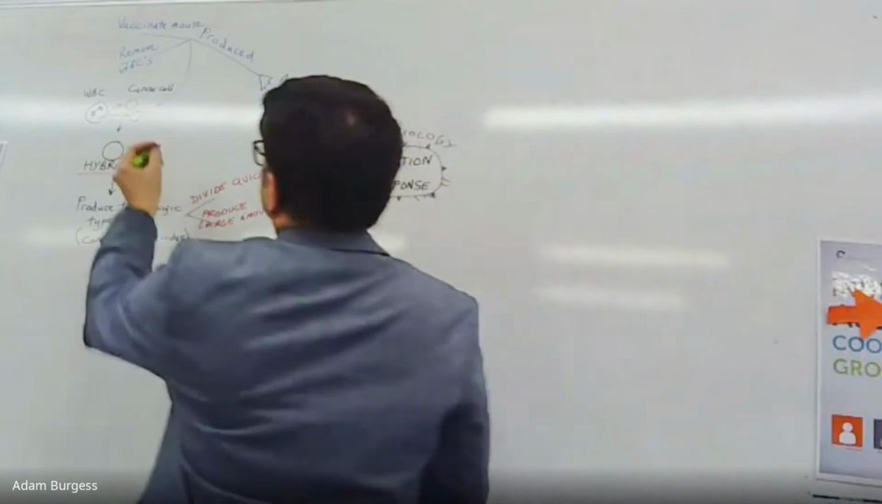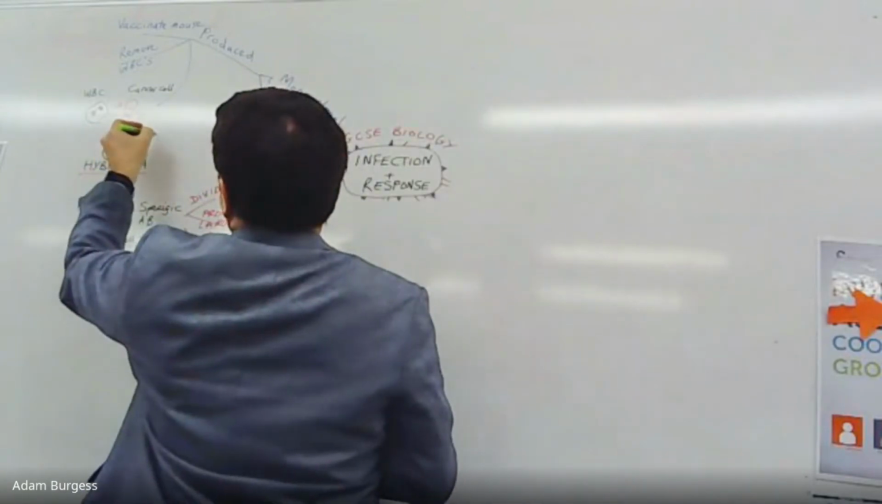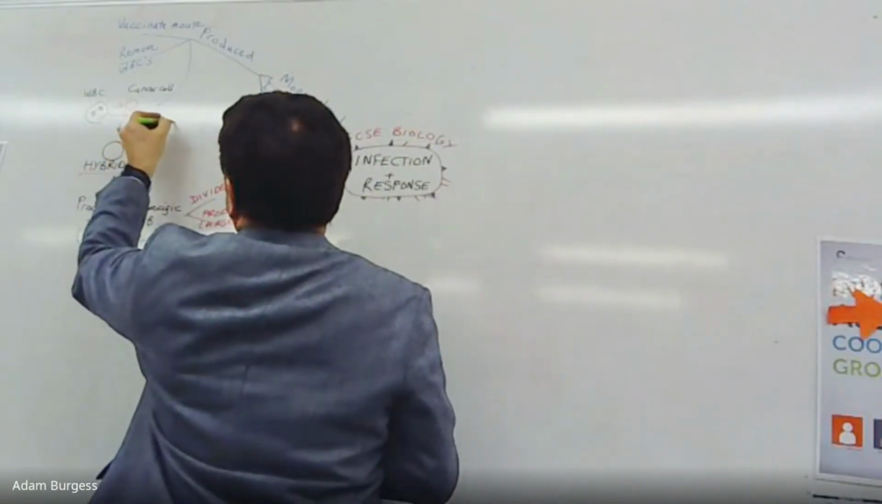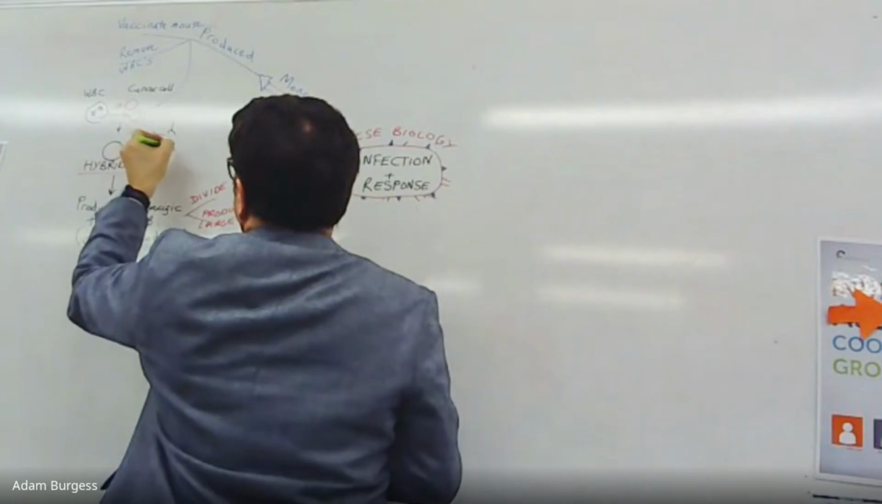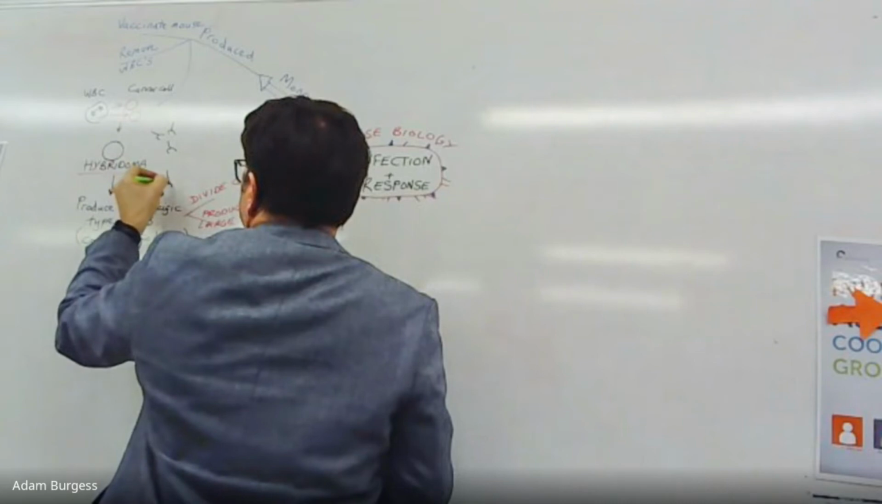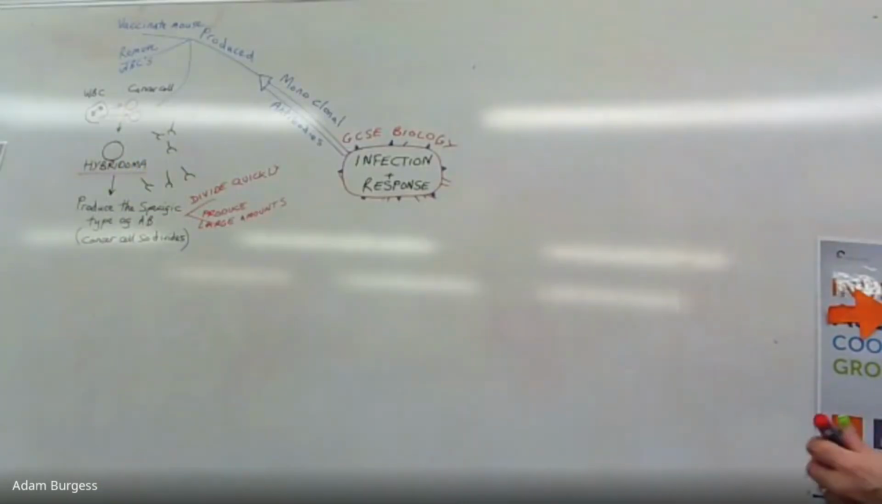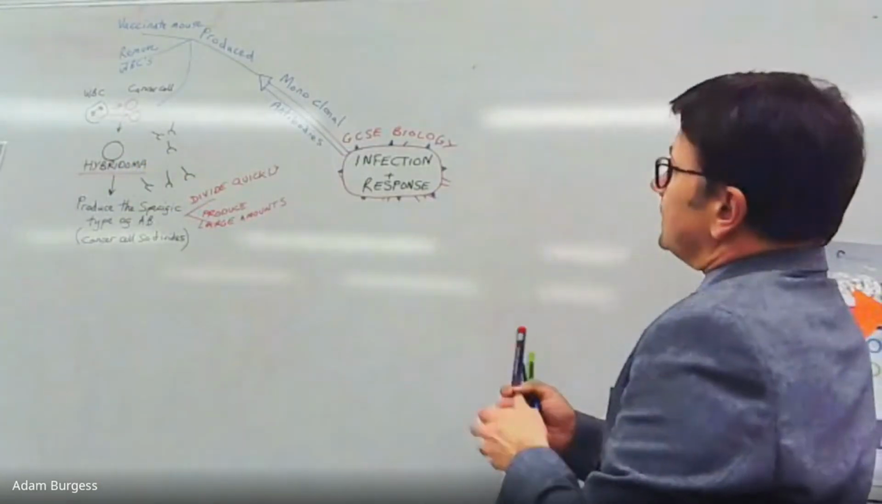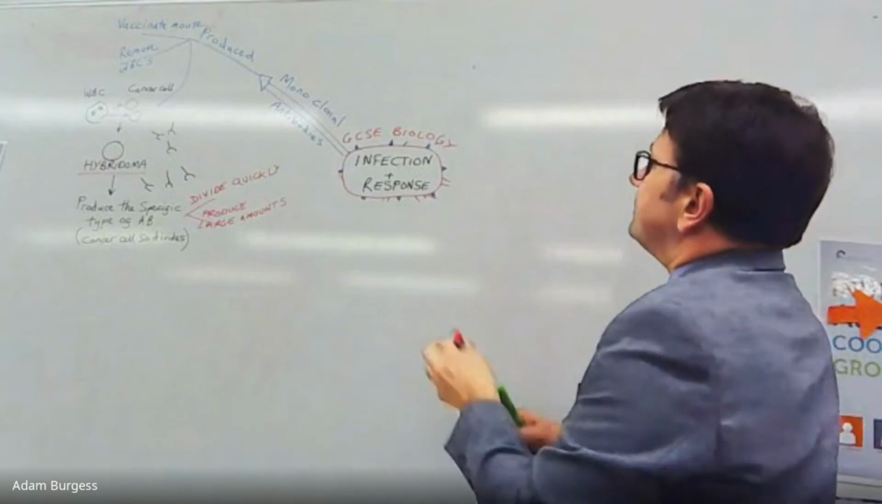So I haven't drawn the antibodies. In this case, this is what the antibody looks like. So the hybridomas produce loads and loads of these antibodies. Okay, so what are they going to be used for?